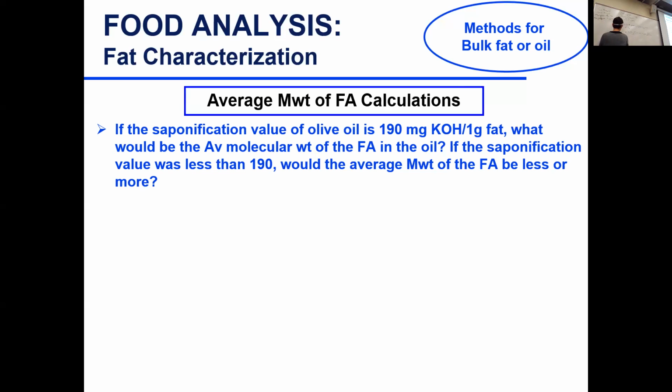So my triglyceride is 885.8 grams per mole plus 3 times 18. What's 3 times 18? 54. Okay, 54 grams per mole equals 92 grams per mole for glycerol plus 3 fatty acids. We're looking for the fatty acid. So I bring this over.